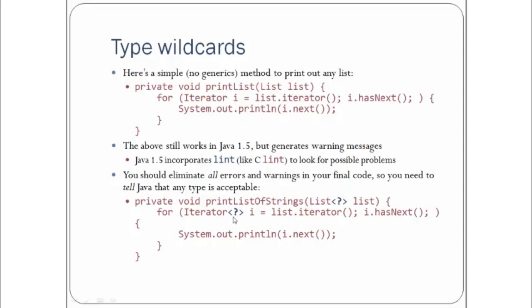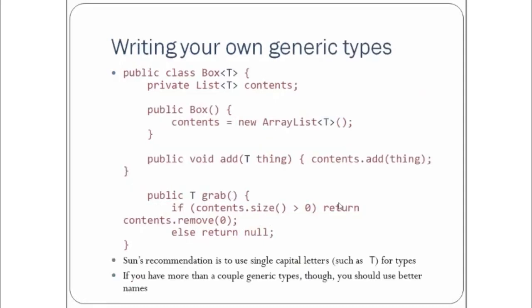similarly for the iterator. So this is acceptable, but what do we mean by this question mark? It is not denoting a string, it is not denoting an integer, then what is it? Well, it's a type wildcard. And what is a type wildcard? Well, let's see before that, writing your own generic type.